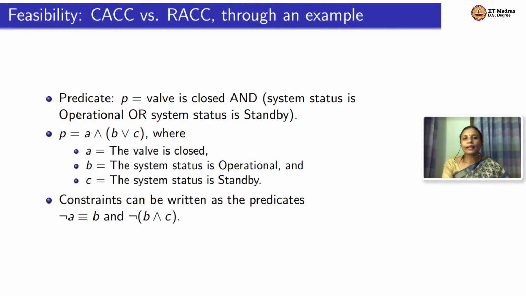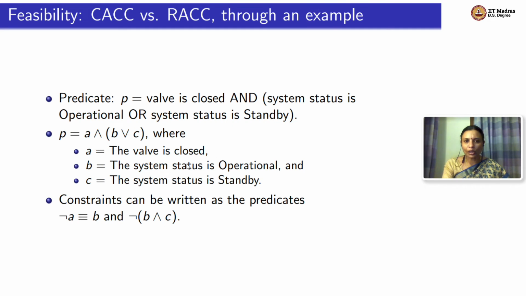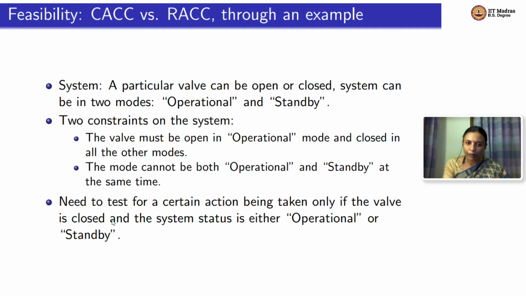So let's assign a predicate to it. Valve is closed. That's this first part here. Valve is closed. System status is either operational or system status is standby. So I'm highlighting these logical connectives and, or as I am deriving the predicate from a sentence like this.